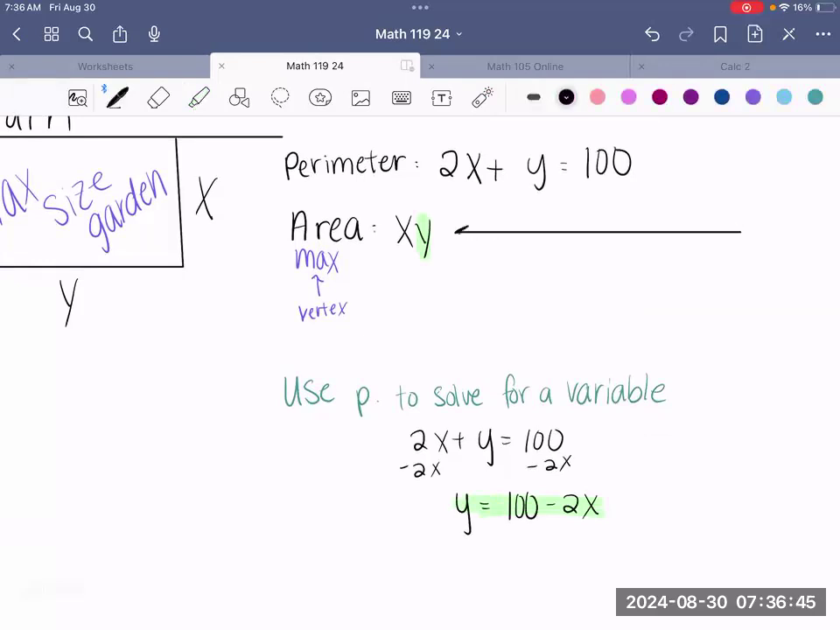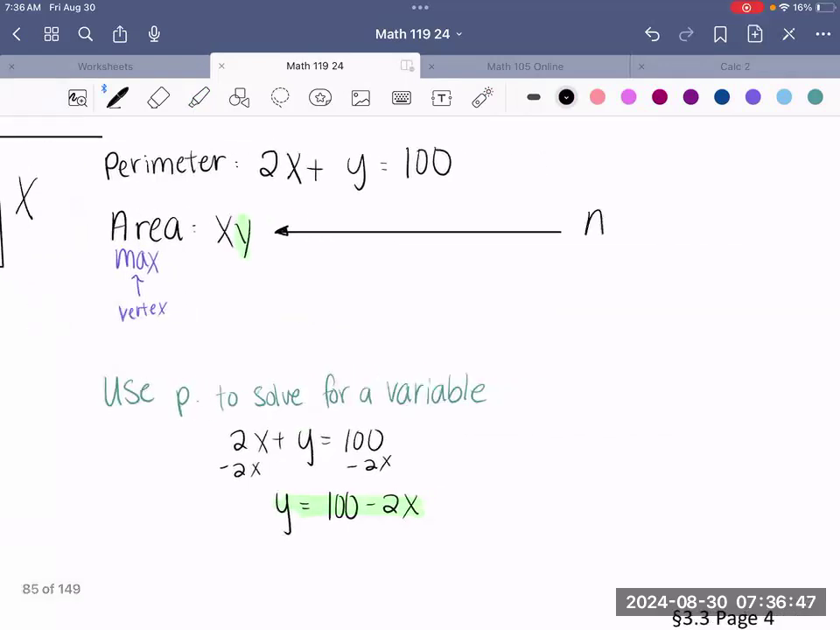So let's throw that into it. We can say your area is equal to x times 100 minus 2x. Let's start to expand. We have 100x minus 2x squared, or negative 2x squared plus 100x if you would prefer. Then when we're talking about the max area, meaning the maximum or the vertex of the graph, well, we have the equation for the vertex.